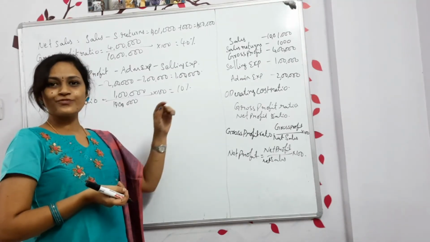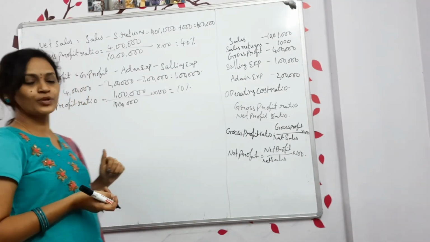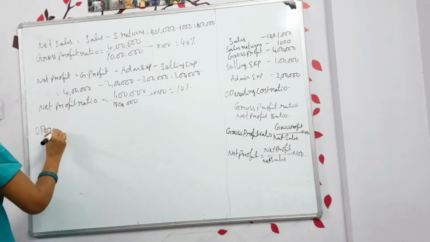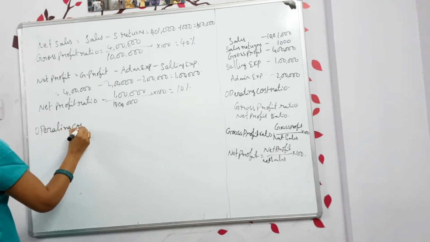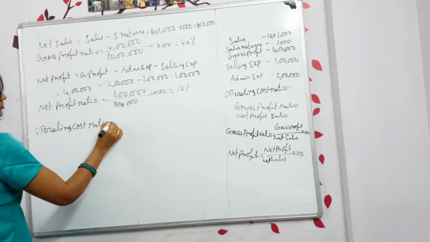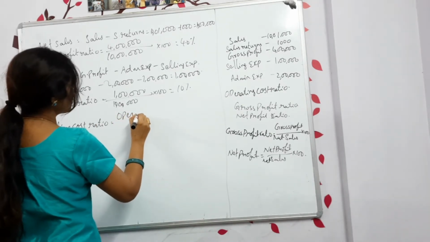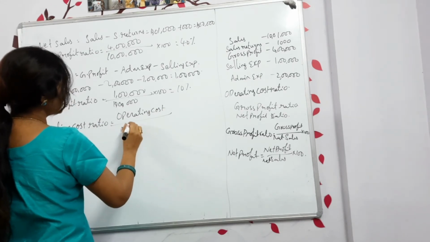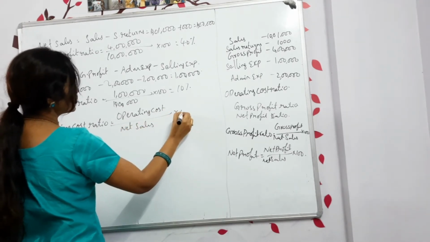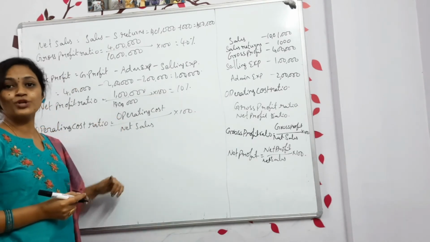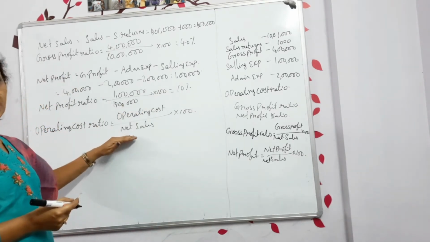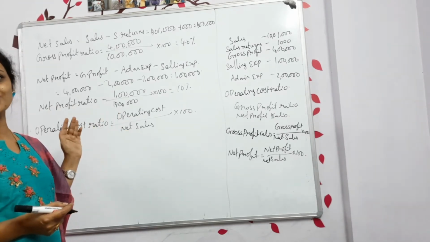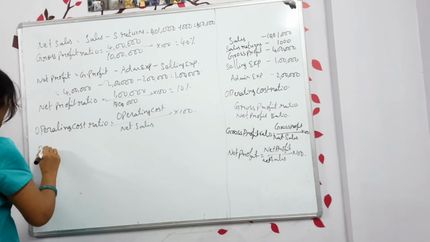Okay. Now you should find out operating cost ratio. So first let's write down what is the formula. Operating cost ratio is equal to operating cost divided by net sales into 100. That is the formula. Now let's find out what is operating cost. Net sales already you have, or else this is also called revenue from operations also you can call it. Okay. Now first let's find out what is operating cost.